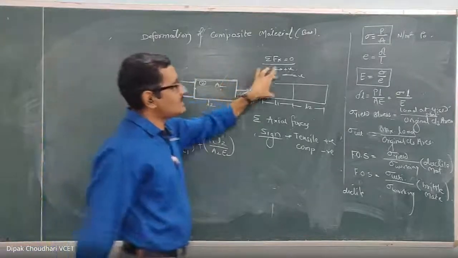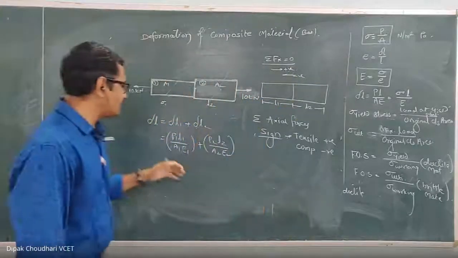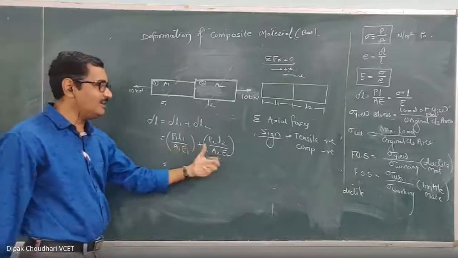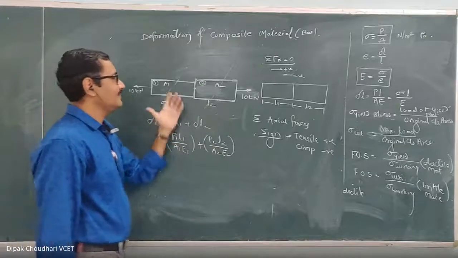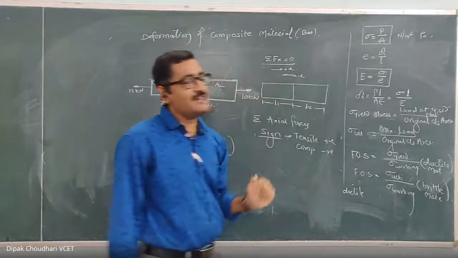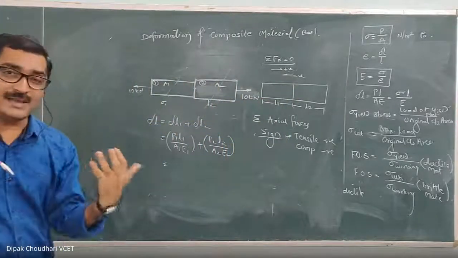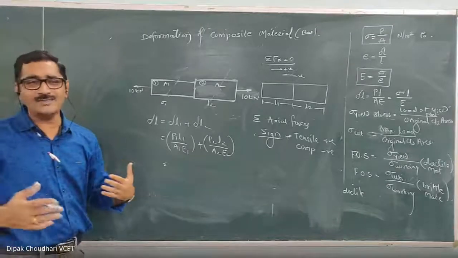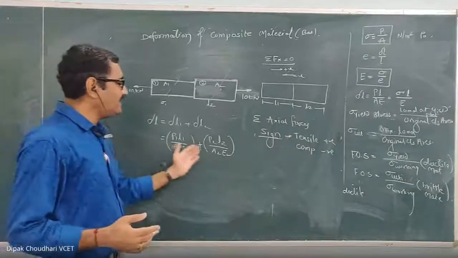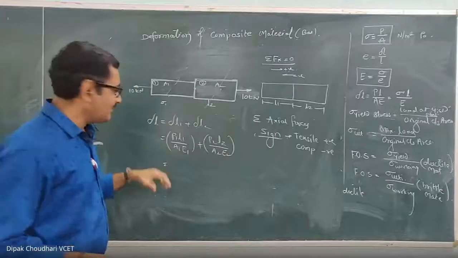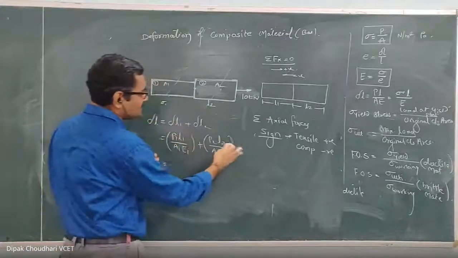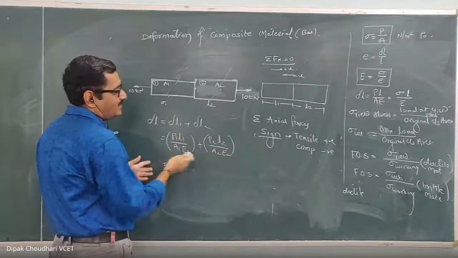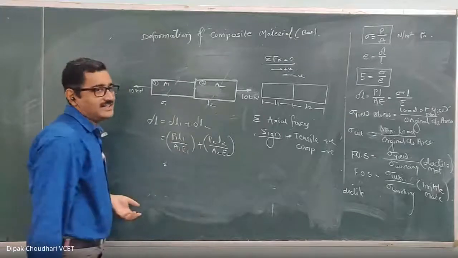If the cross-sectional area is same for both the parts, A1 equal to A2, you can take A common. If the modulus of elasticity is same for both the parts, if the entire rod is made of the same material, then E1 equal to E2, you can take that common. So the parameters which are common in both the parts, you can take them common and simplify and you will get the answer directly.